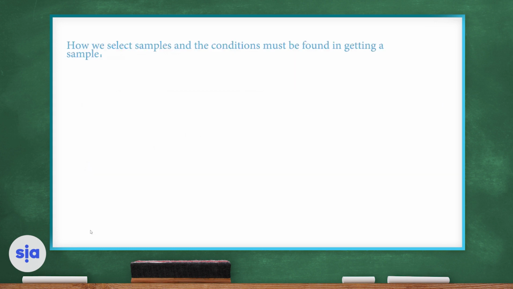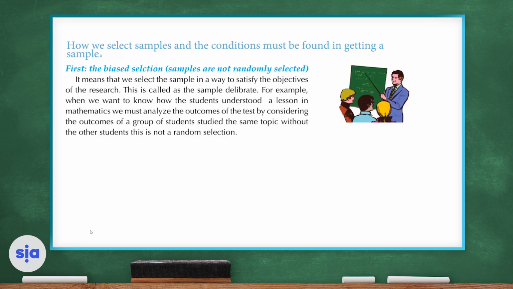How we select samples and the conditions must be found in getting a sample. First, the bias selection. Samples are not randomly selected. It means that we select the sample in a way to satisfy the objectives of the research. This is called the sample deliberate. For example, when we want to know how the students understood a lesson in mathematics, we must analyze the outcomes of the test by considering the outcomes of a group of students studied the same topic without the other students. This is not a random selection.